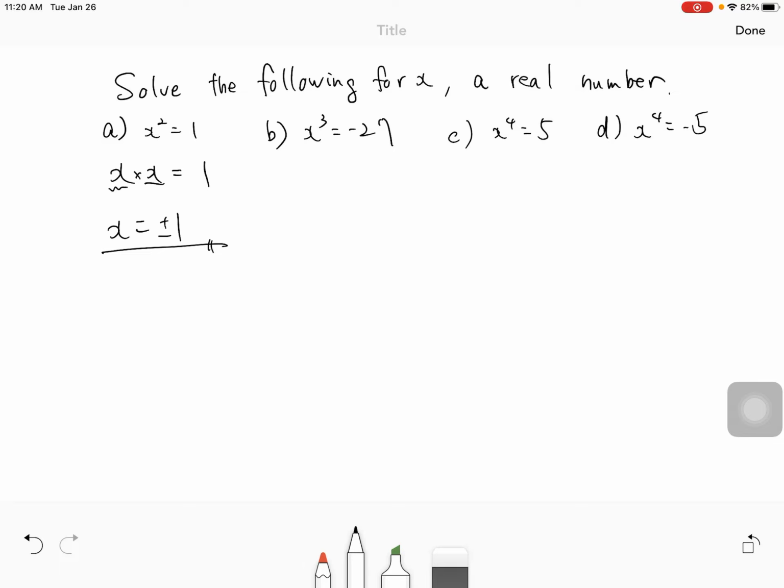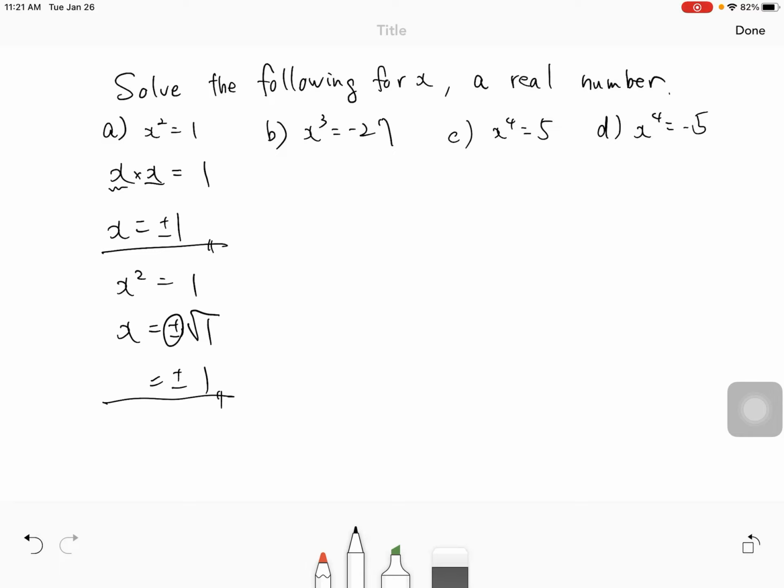Okay? Or you can solve it another way, like x squared equals 1. So you put the square root: x equals plus or minus the square root of 1. It can be plus or minus because the square of a negative value can be positive, so it has two possibilities, plus and minus. Then the square root of 1 is 1. So of course you get the same answer. Okay, let's move on to number B.